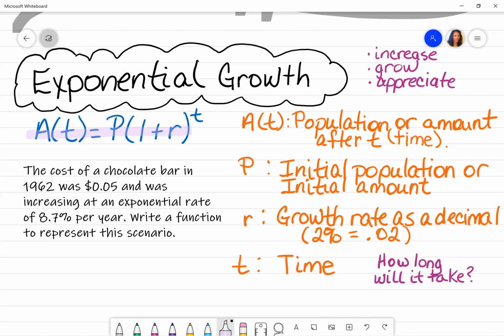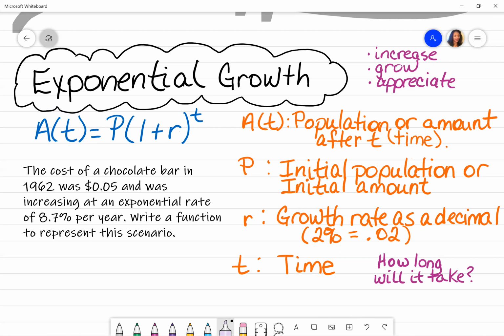The formula for exponential growth is as highlighted. A of t, because it's a function, is equal to P times the quantity of 1 plus r, all raised to the t power. And what each of those variables represent are shown to the side. A of t is typically what you're trying to find, and that's the population or the amount after the time that's given. So for instance, what will the population be after 5 years? That would represent your A of t. That's what you're trying to find.